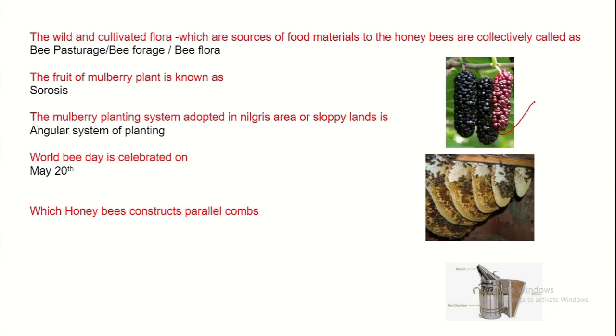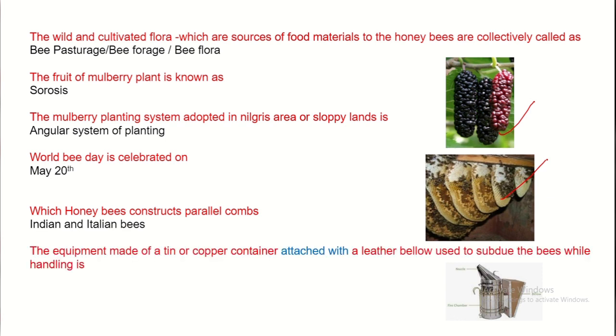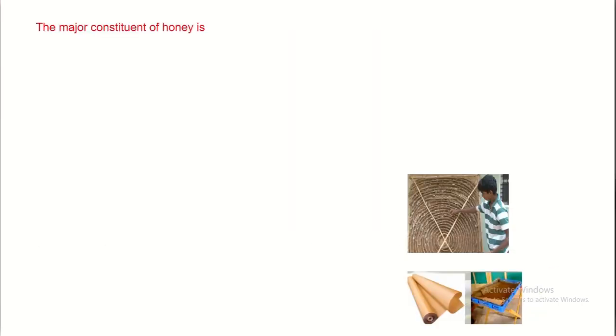Which honeybees construct parallel comb? That is, Indian bee and Italian bee construct parallel comb. The equipment made of a tin or copper container attached with a leather bellow, used to subdue or calm down the bees while handling, is known as a smoker. The major constituent of honey is fructose.